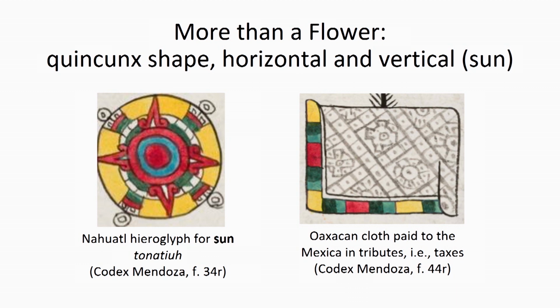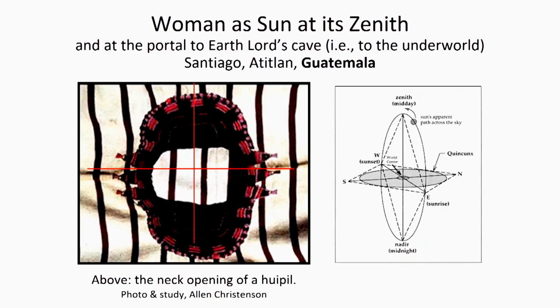In the symbol for the sun here is another quincunx, and you have on the right hand an example of a tribute cloth that came out of Oaxaca with very elaborate designs that I think probably included either that symbol we've already seen for Quiloli or the sun, or there's an overlap.